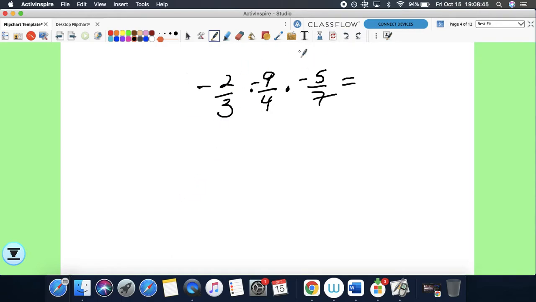So it's a negative times a negative times a negative, which gives me a negative. Can I simplify anything? Yeah, I can. So this 2 and a 4, divided by 2, is 1, and 2. 3 divided by 3 is 1, and 9 divided by 3 is 3. Can I simplify anything else? No, sir. It's negative 3 times 5 is 15, and at the bottom 2 times 7 is 14. So negative 15 over 14.